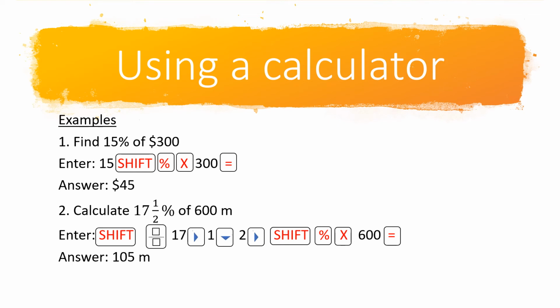So press Shift, fraction key, 17, arrow across, 1, arrow down, 2, arrow across, Shift, percentage, times 600 equals. And the answer on your calculator should be 105. So 17.5% of 600 metres is 105 metres.